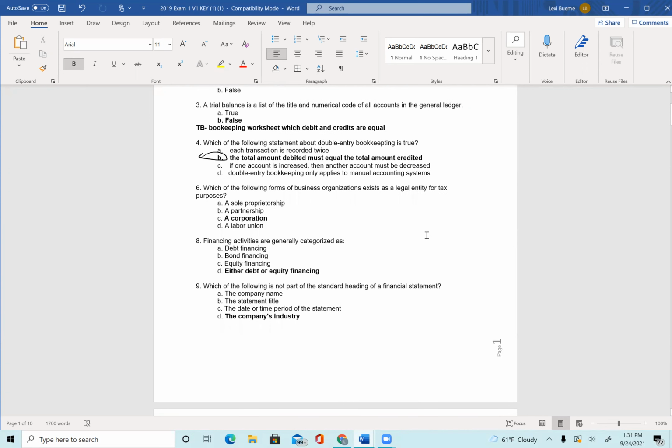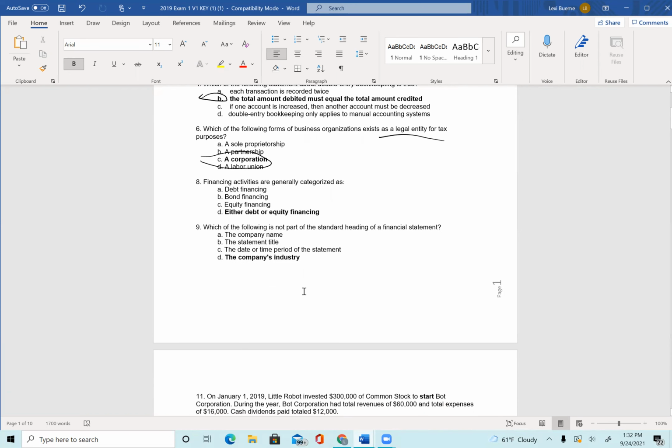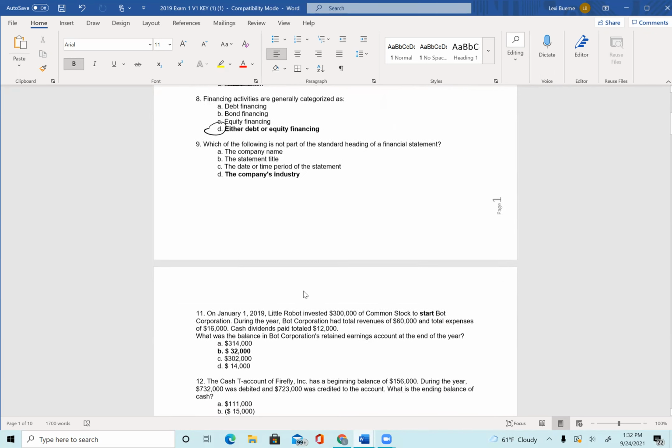So which of the following forms of a business organization exist as a legal entity for tax purposes? So this is going to be a corporation, and it's basically recognized in law. So that's just going to be the standard definition. Financing activities are generally categorized as debt or equity financing. So basically, when you're doing your statement of cash flows, that's when you use the financing activities. Anything that deals with debt or equity would be in the financing. Anything else, it depends on if it's normal course of business, that would be cash. And then anything that deals with investing would be in investing.